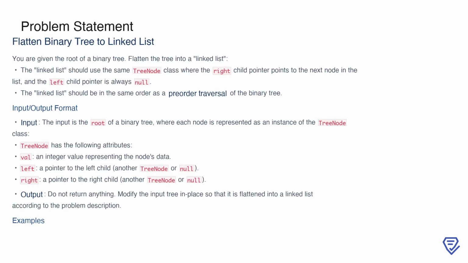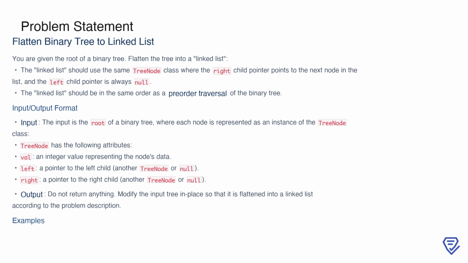In this problem, you are given the root of a binary tree, and your task is to transform it into what we call a linked list. But instead of creating a new linked list structure, you will modify the tree in place using the existing TreeNode class. In this flattened structure, all the nodes should follow the order of a pre-order traversal of the original tree. That means we visit the root node first, then the left subtree, and finally the right subtree.